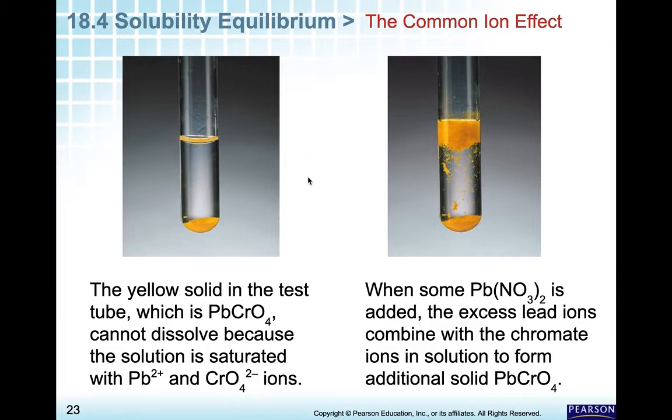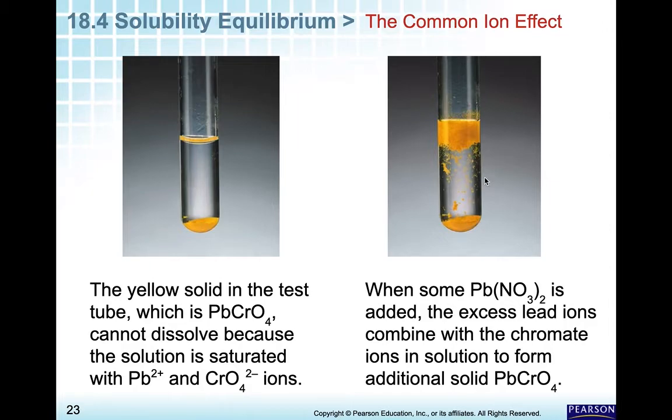Here's a picture of that happening. Lead chromate is yellow in color. So here we've got an equilibrium solution. We have just lead chromate and water. Now some of it's sitting at the bottom as a solid because, as we saw, only a small amount will actually dissolve in the water. But in between here we've got a saturated solution. It contains lead ions and it contains chromate ions. And now we start dropping in some lead nitrate.